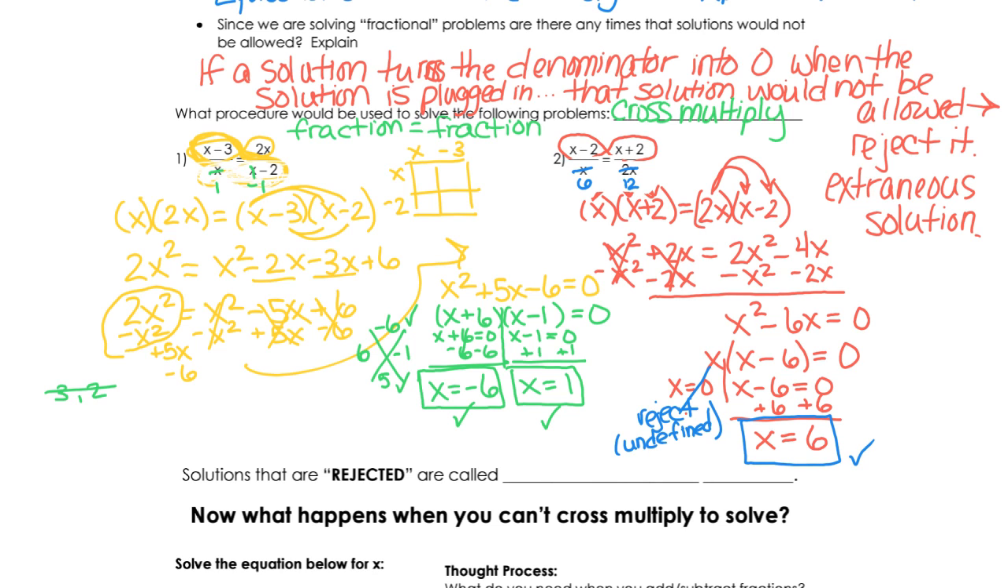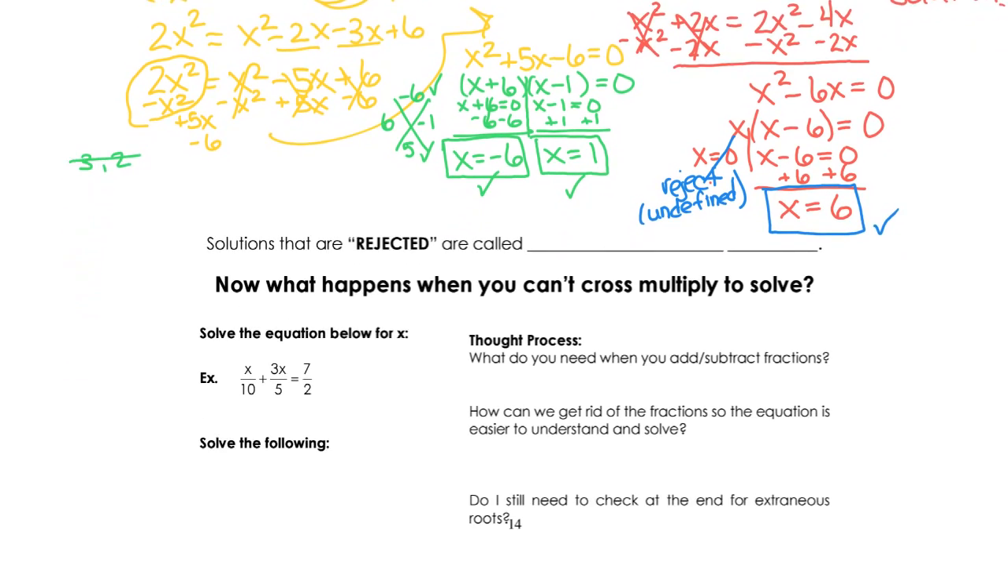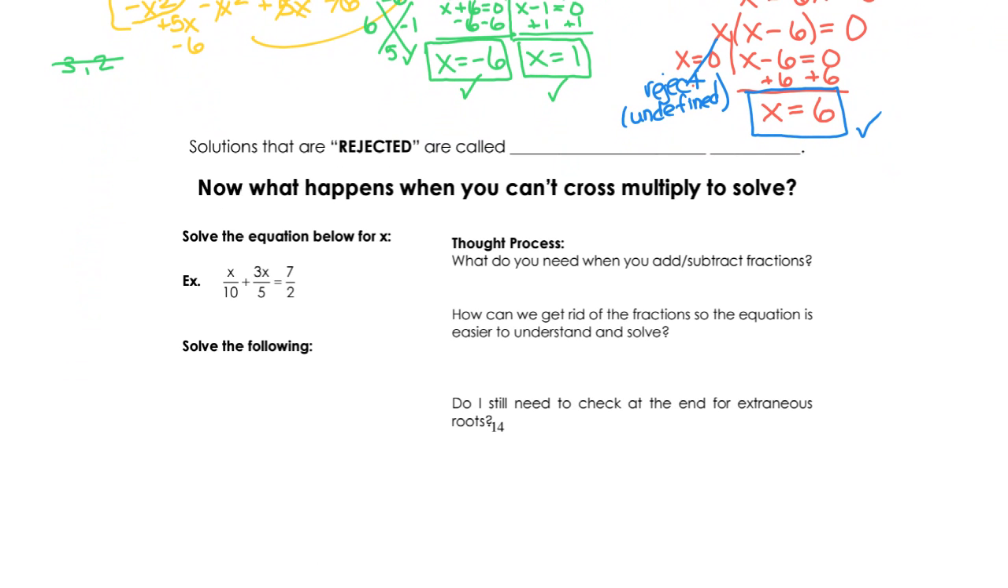We checked it. All right, so going on the bottom, we just talked about this at the top, about solutions that are rejected, and they are called extraneous solutions. And we had our first extraneous solution right here.